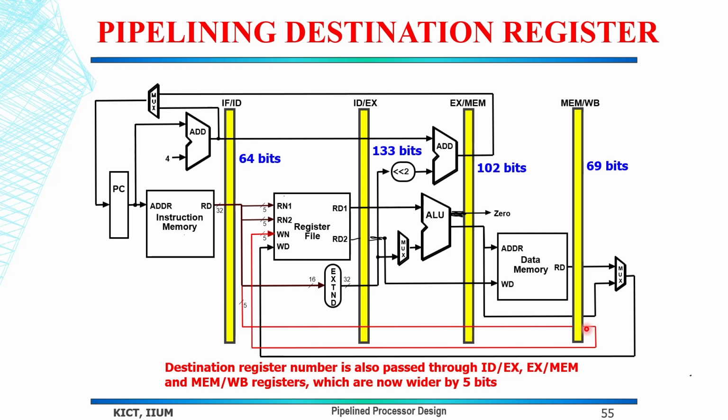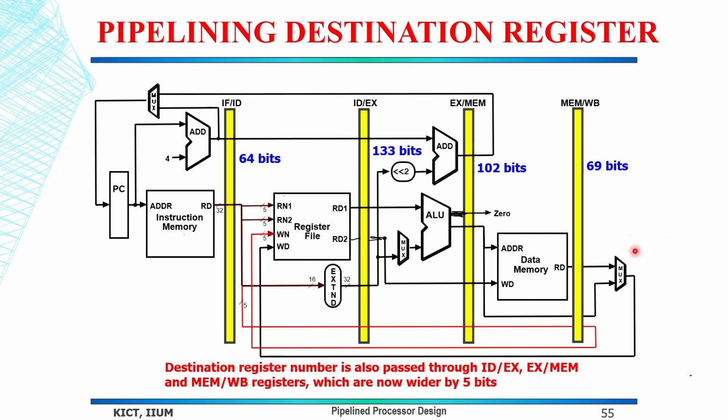So the solution is that we pass it through pipeline registers. After this stage we pass it from here, then from here, then from here, and then we will be able to know at this stage what the destination register is, where we need to write data.